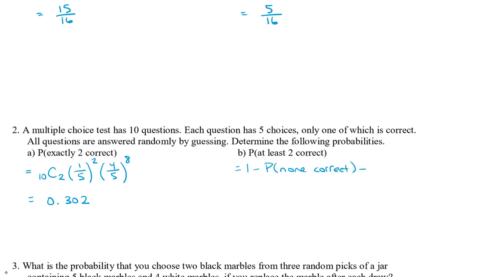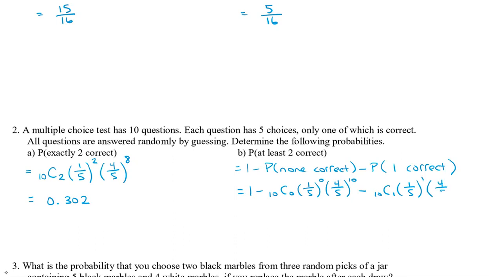because we don't want any correct, and then we also minus the probability of 1 correct, because we also don't want 1 correct. So this would be 1 minus 10 multiple choice questions, choose 0 correct. So the probability of correct is 1/5, and then this is to the power of 0, and 4/5 incorrect to the power of 10. And then minus 10C1, and then again 1/5 are correct, and we want 1 of them. And then 4/5 probability of incorrect, and we want 9 of those.